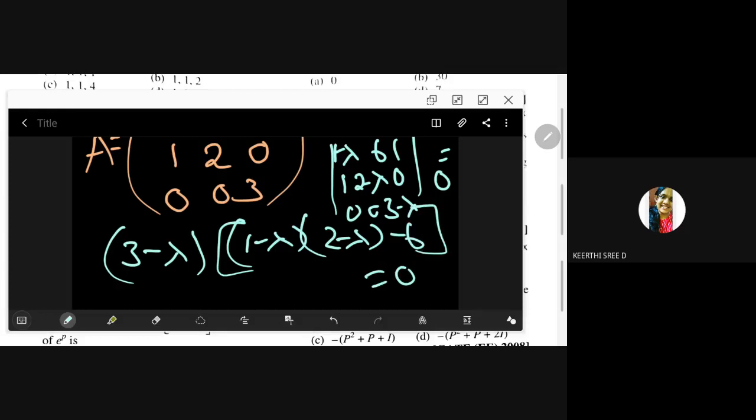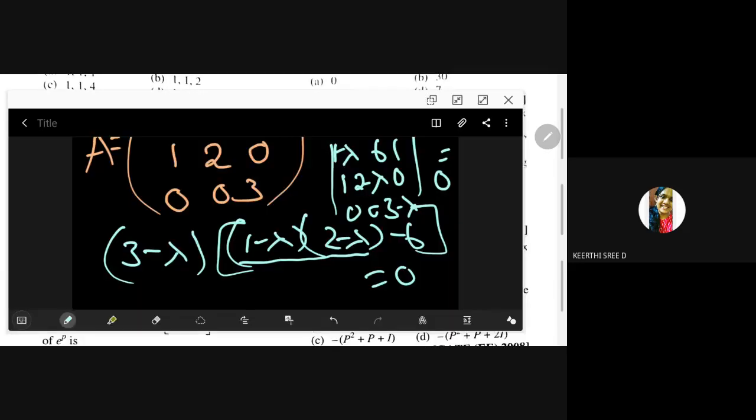So what you need to do is that you have the choices here: 1, 4, 2, 3. If I put 1 here, this becomes 0, but 1 is not the choice. If I put 2, that is also not the choice. So the only choice is 3. If you put lambda as 3, then it is satisfied. So the answer is 3. For this one, the answer is 3. That is D.